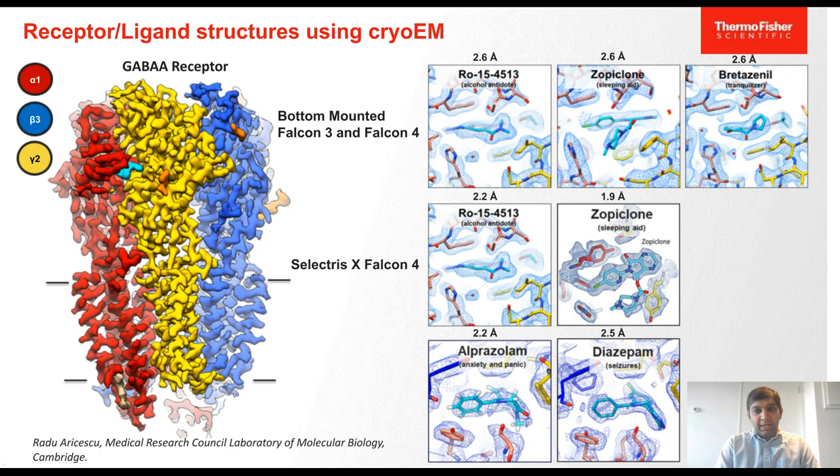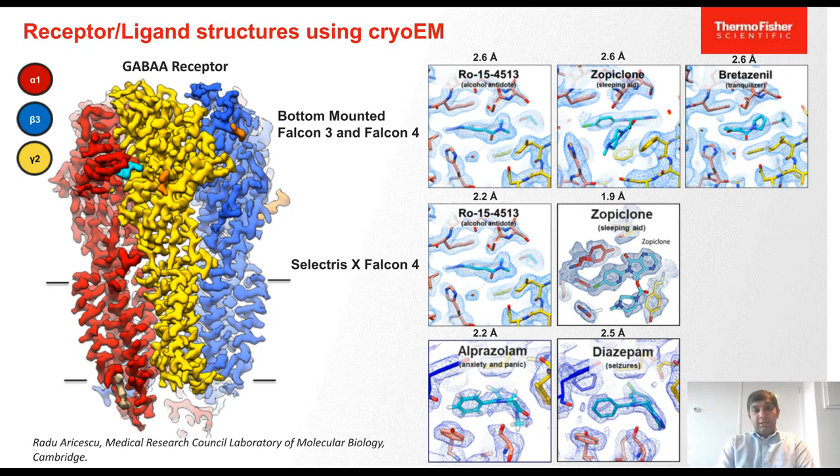In the case of this RO154513, which is a drug against alcohol intoxication, we used exactly the same grid, which went onto the bottom-mounted Falcon 4 first, and then went onto the Selectris Falcon 4, and the resolution was improved to 2.2 angstroms. And in the case of zopiclone, resolution was improved even further to 1.9 angstroms.